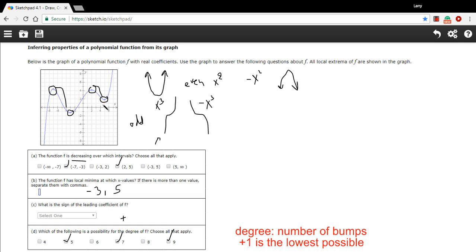Same thing works with an even function. If you find that a function is a 4th degree, it could also probably be a 6th degree or an 8th degree. So you'd want to check all 3 of those. But we don't check anything lower than a 5th degree because that's what this rule determines is the lowest possible degree of the function. So that's a little bit of work with inferring some properties from a graph of a function.